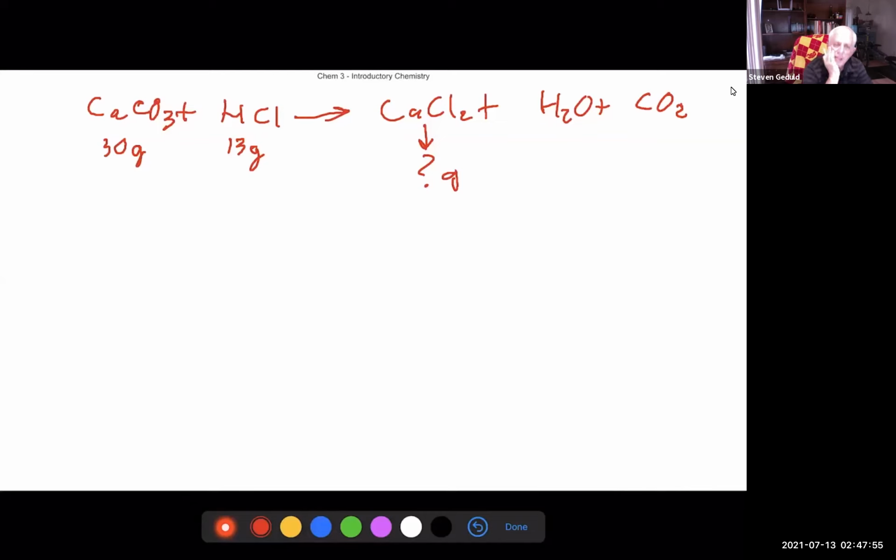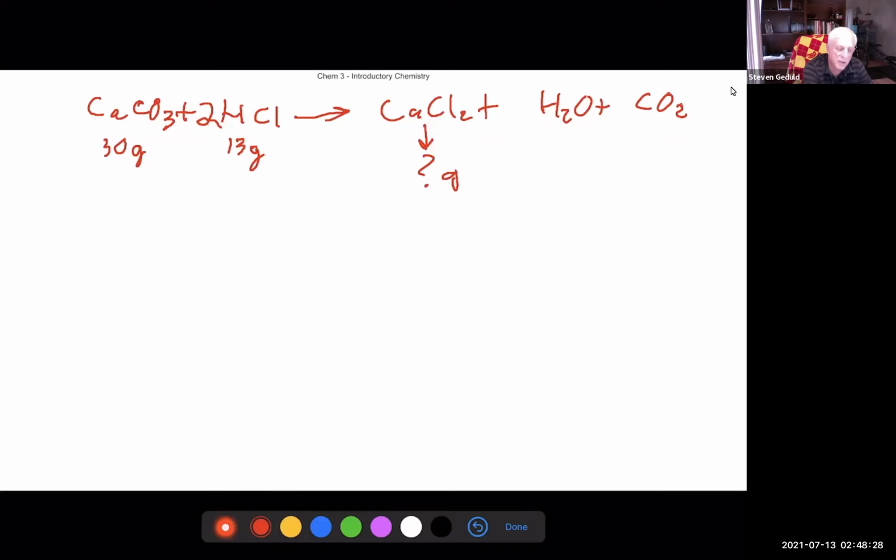The first step is what? Balance the equation. One calcium, CO3 broke up. So one hydrogen, two hydrogens. We're gonna put a 2 here to balance our hydrogens. And so one calcium, one carbon, three oxygens, two hydrogens, two chlorines. Is that balanced? That was easy. Okay, it's balanced.